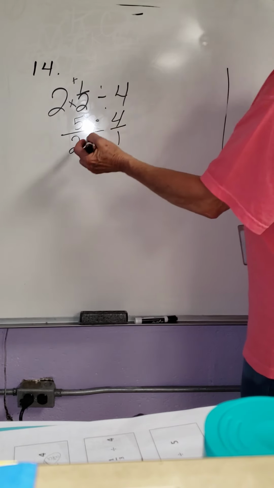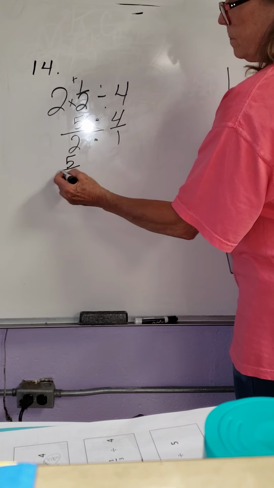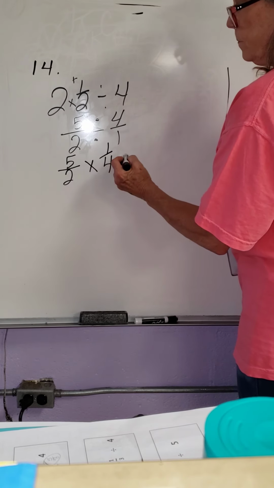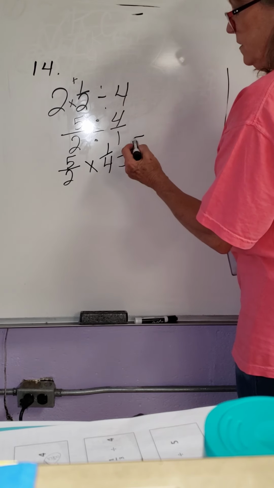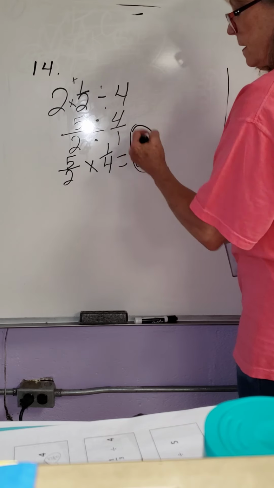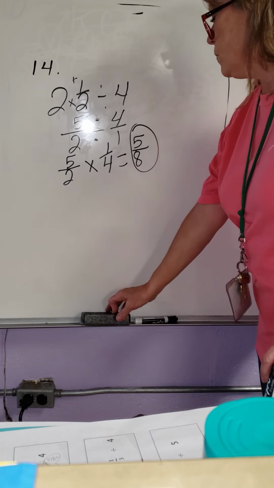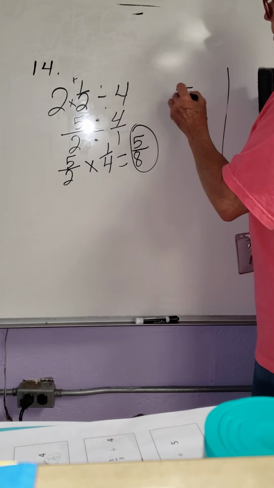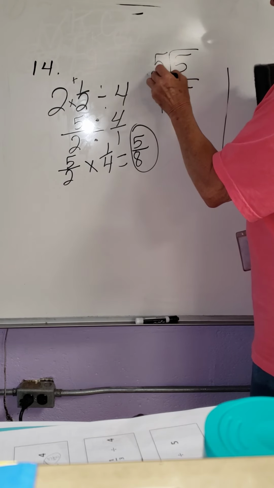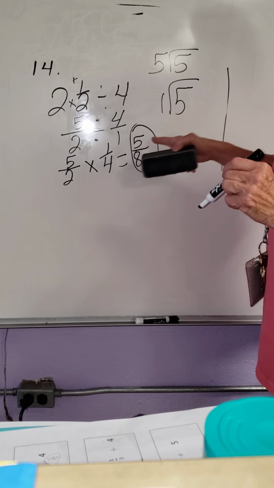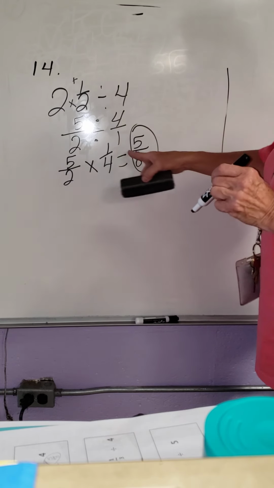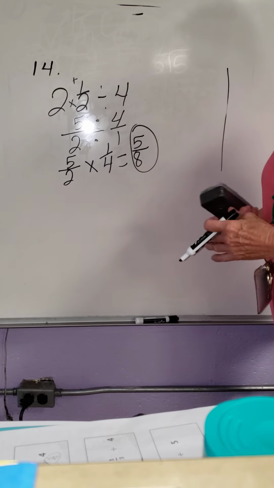Okay, now we're ready for keep, change, flip. Keep, change, flip. 5 times 1 is 5. 2 times 4 is 8. And 5 is a prime number. It's only divisible by 1 and itself. That's what makes it prime, which tells you nothing else will go into that, okay? Except for 5, and 5 won't go into 8, so it is simplified.